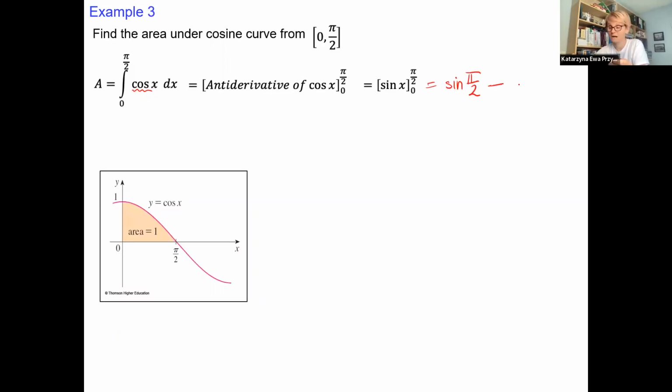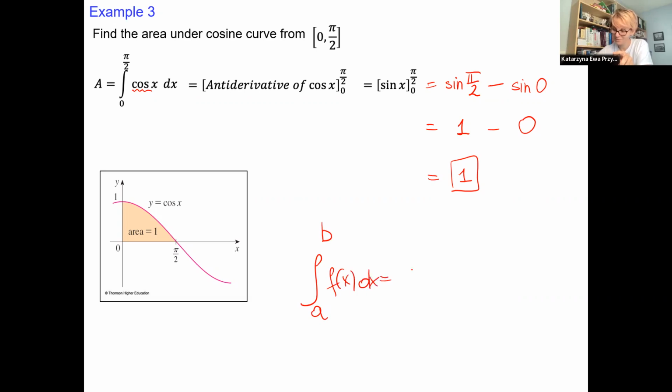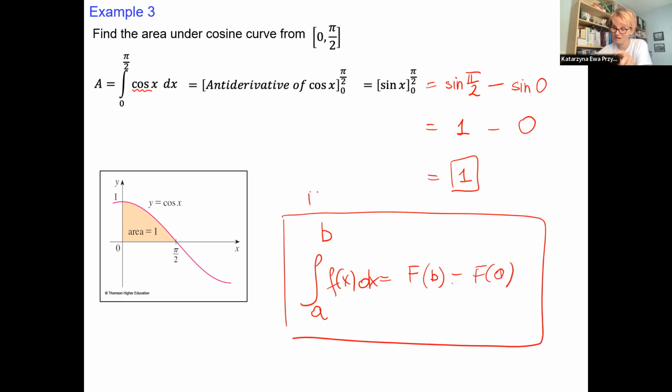Now substituting the upper limit minus substituting the lower limit. And what is sine at pi/2? That's 1, and sine at 0 is 0, as expected. The area is 1 minus 0. You can see how nice it is, but we are definitely using this evaluating of the integral: we have the antiderivative at the upper limit minus the antiderivative at the lower limit. That's really important. Fundamental Theorem of Calculus, part 1. Okay, that's what we have to know from today.